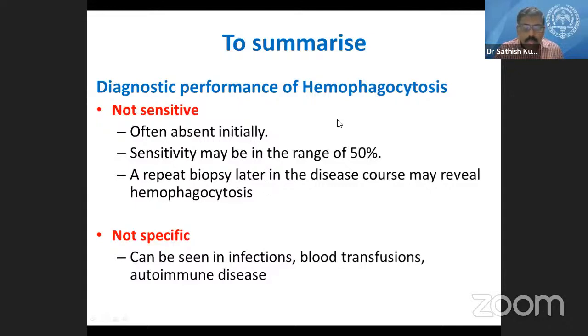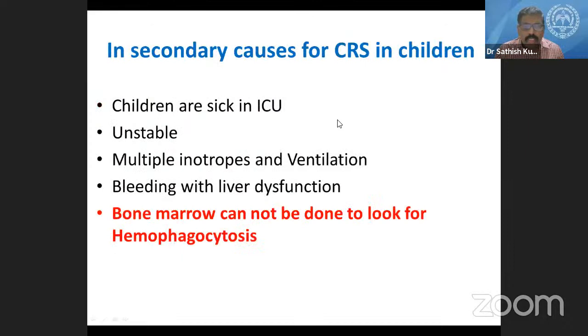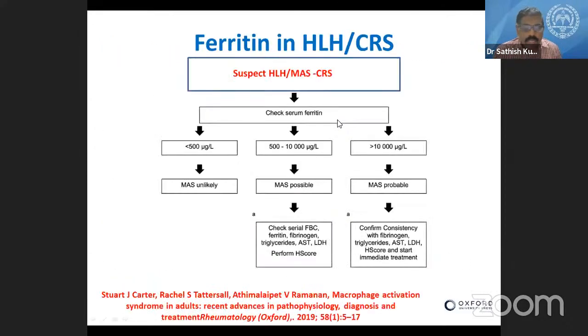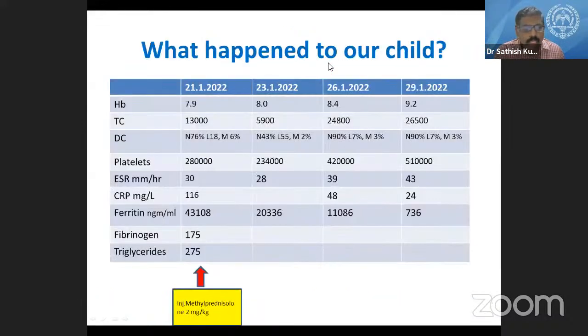Yesterday we talked about how hemophagocytosis can be seen in other infections, even small viral infections. We can have 1 or 2% hemophagocytosis in bone marrow. It can also follow blood transfusions and be seen in other autoimmune diseases. Routinely, children with CRS, cytokine release syndrome, are sick, with bleeding and liver dysfunction, so bone marrow cannot be done to look for hemophagocytosis. Most of the time we use ferritin as a marker for cytokine release syndrome. This is a picture which Ramanan showed yesterday. If ferritin is more than 10,000, think of HLH, MAS or cytokine release syndrome, and then do all the other investigations to confirm.